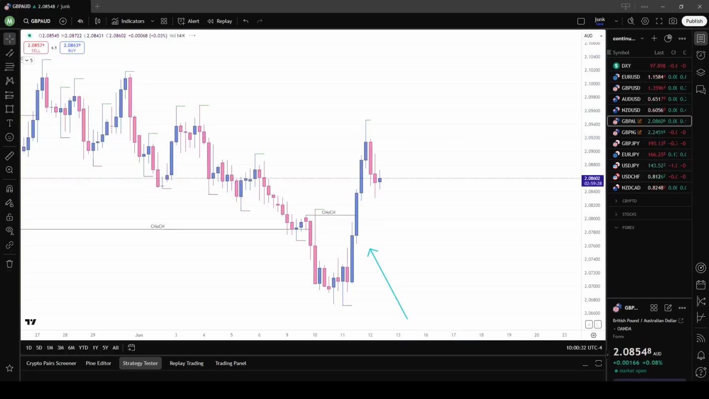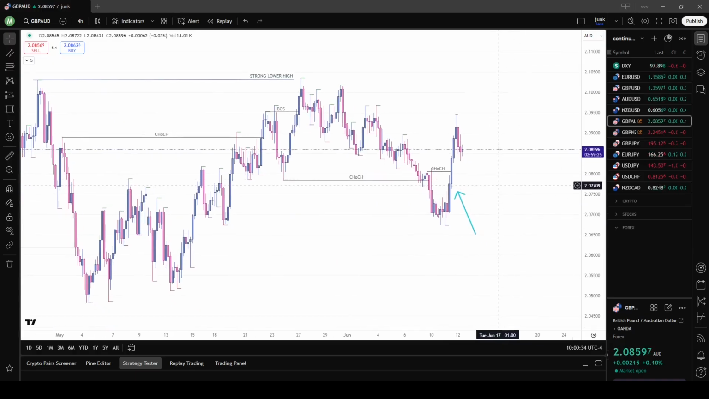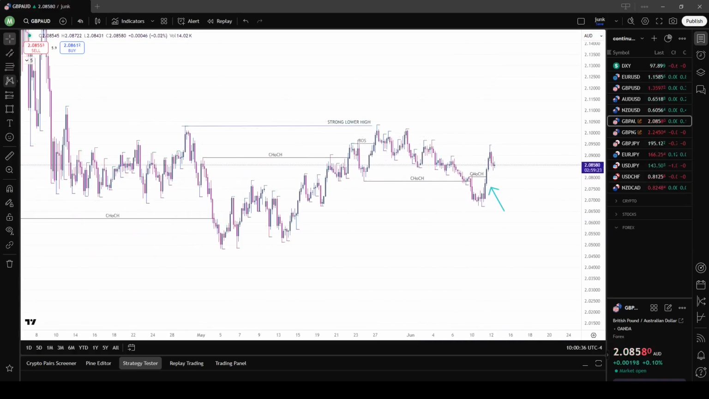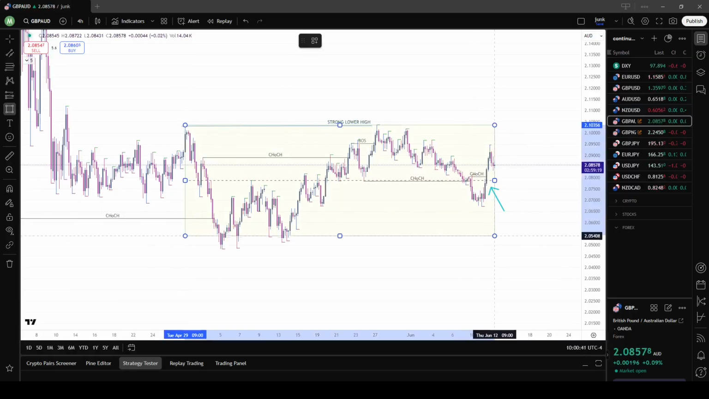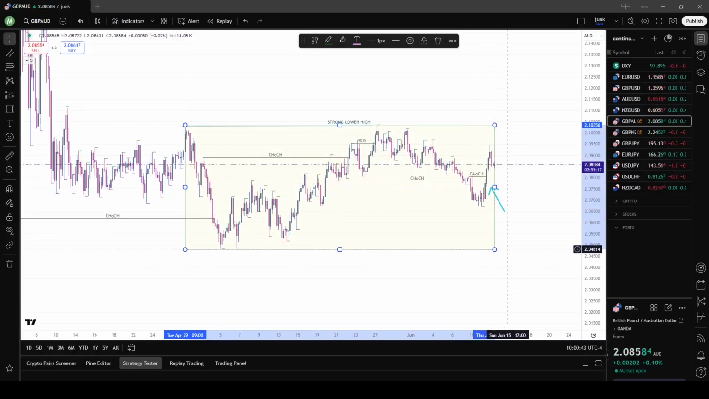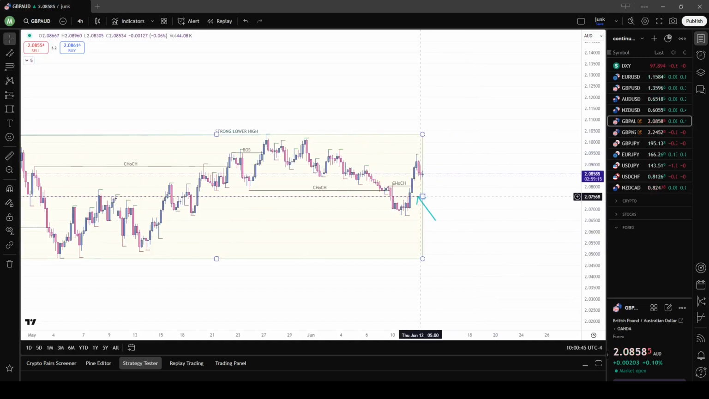GBP AUD, I said we're waiting to see if this would continue trading downward. Let's go map out the current range. I said in previous videos, it would have been a good opportunity to sell once these lows got taken out. But after this reaction, this support held up and buyers started to step back in.